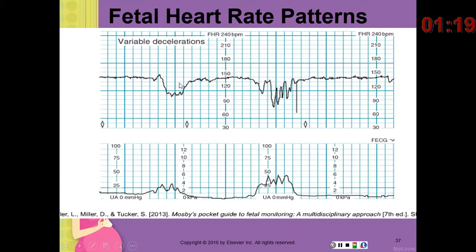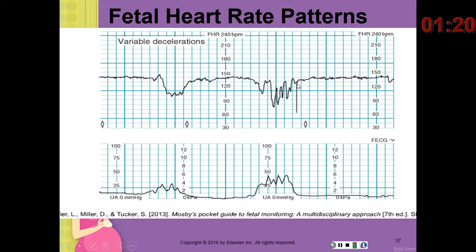Variable decelerations, what do we have here? Again, they mirror the contraction. It's kind of a V shape or a W shape. So there's some compression there, probably of the cord during the contraction. It's maybe being squeezed between the uterine wall and the baby because it's during a contraction.